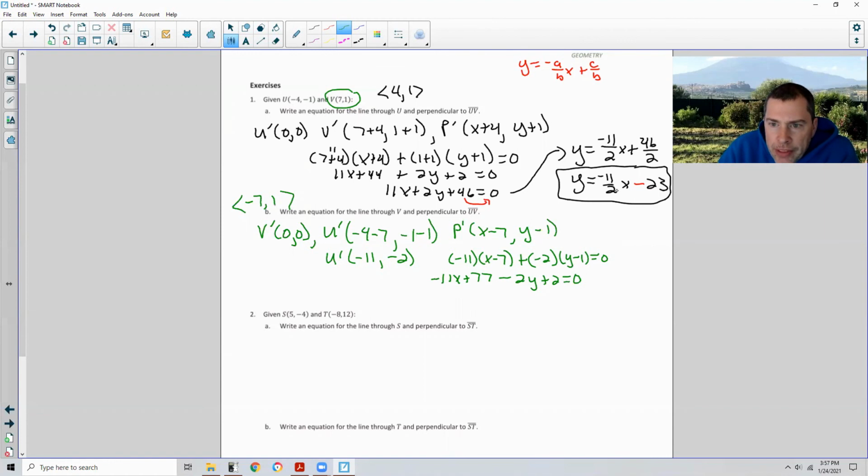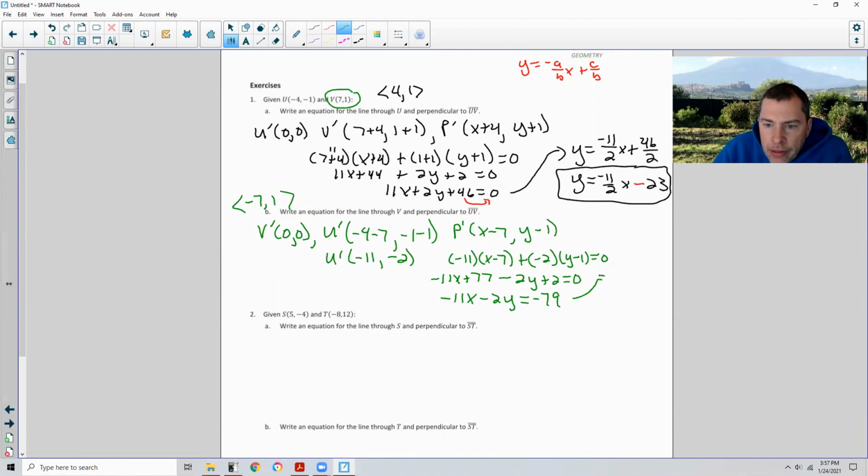So I don't make that mistake again with my little shortcut, I am now going to move the constant over to the other side. I'll put it in standard form first. So it's going to be negative 11x minus 2y. And 77 plus 2 is 79, but I'm going to move it over to the other side and make it negative 79 because I subtracted 79 from both sides.